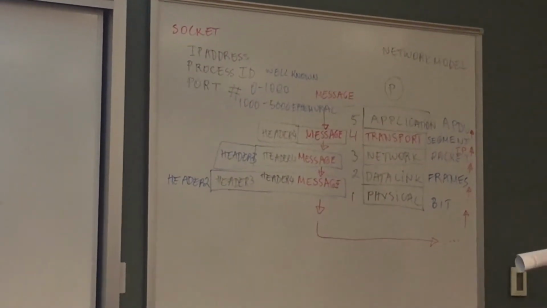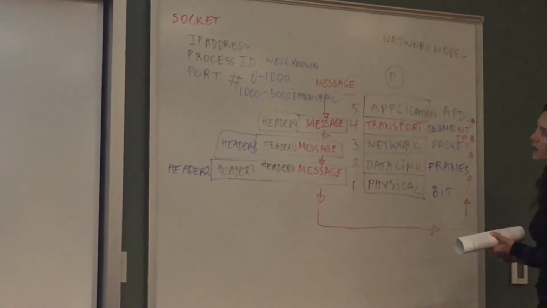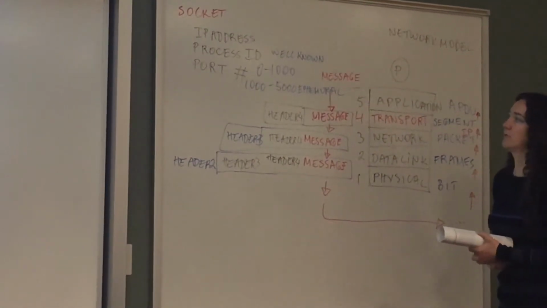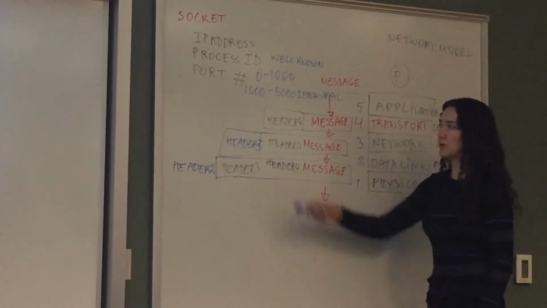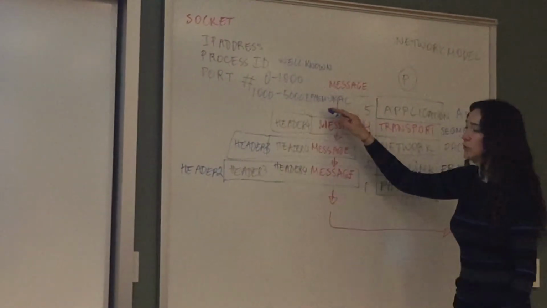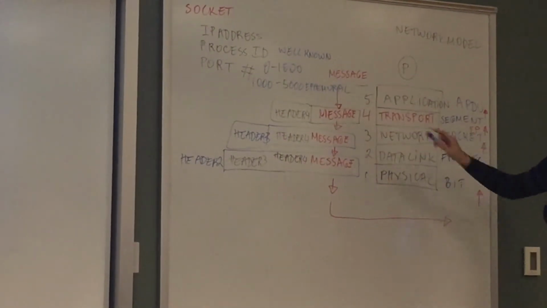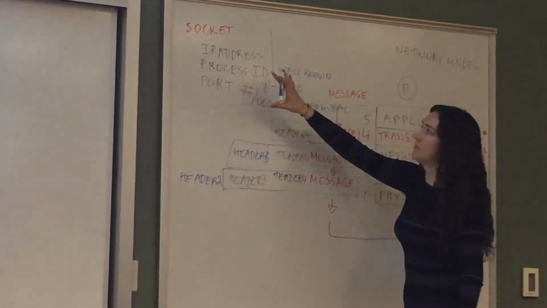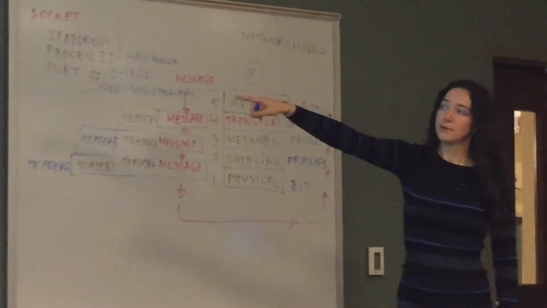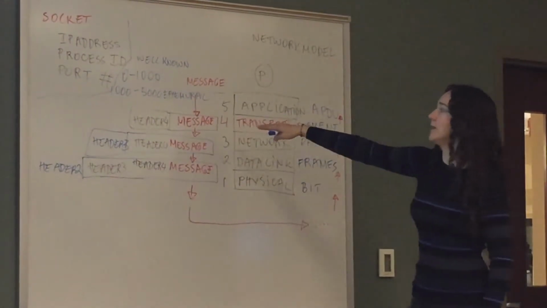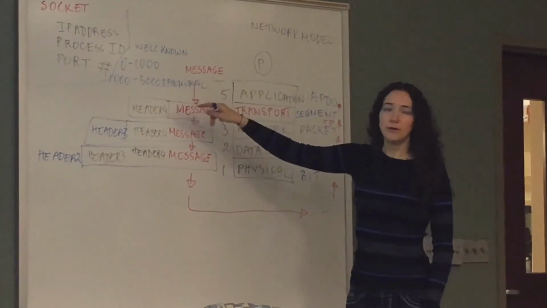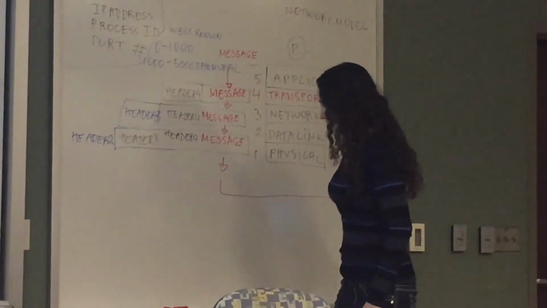The ports from 1000 to 5000 are changing. They are different every time, whichever ones are available. These are used for the clients. So this socket happens both on the client side and on the server side. On the server, we get these well-known ports, but the client can pick up any number port which it has available from 1000 to 5000.